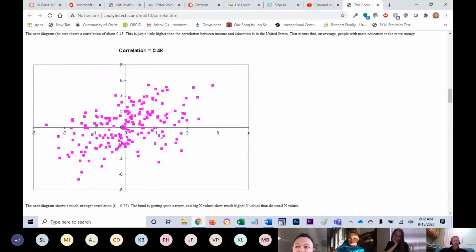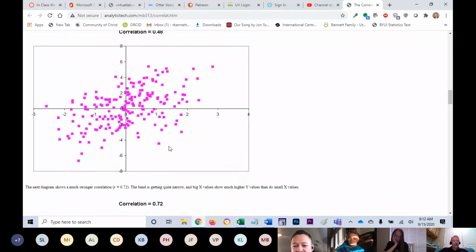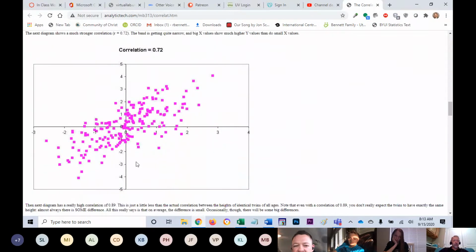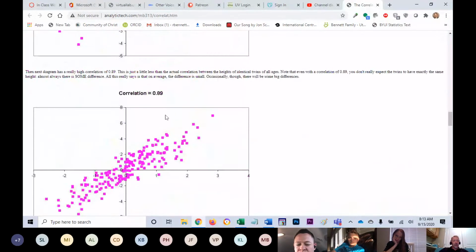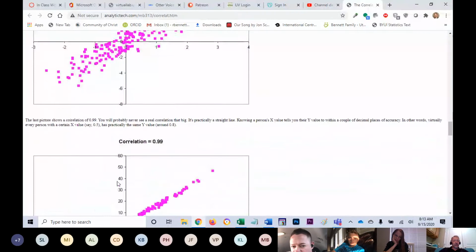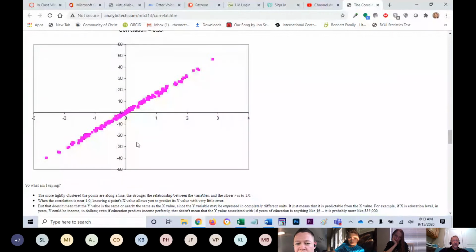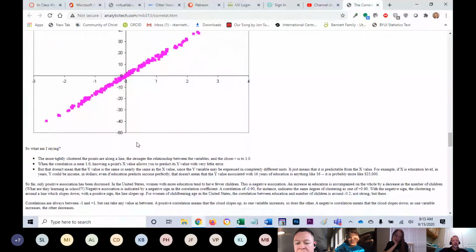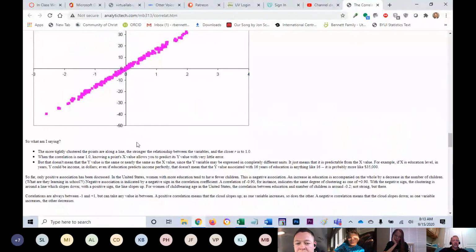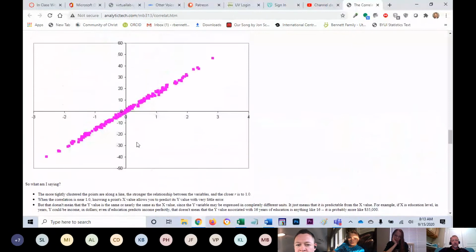And then as we keep getting stronger, the dots get closer together. This is a correlation of 0.48, 0.72. We're starting to get some stronger patterns. This looks a lot like a hot dog. 0.89, now we're definitely looking at some stronger correlation. And then this is really strong correlation of 0.99. You'd almost wonder, in this case, if your data were faked.